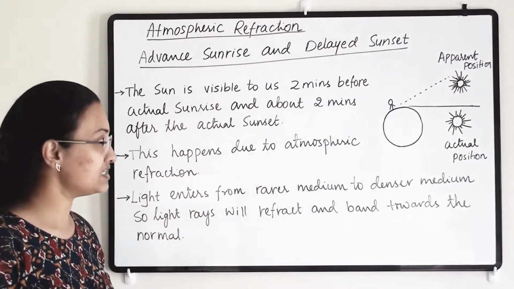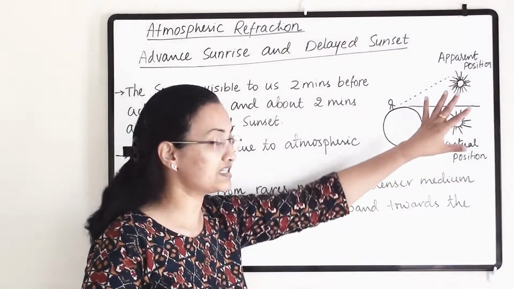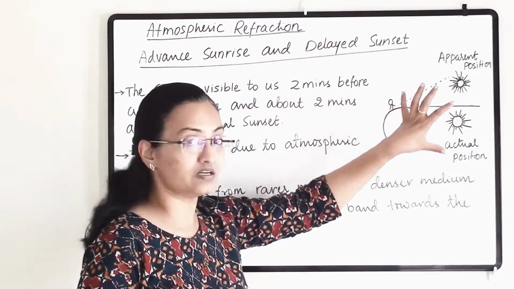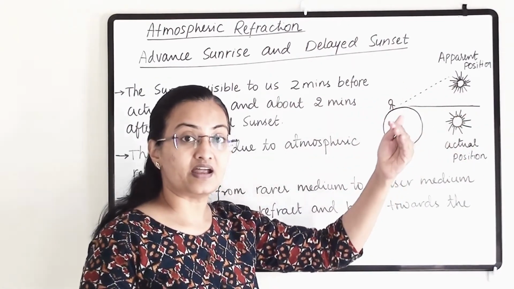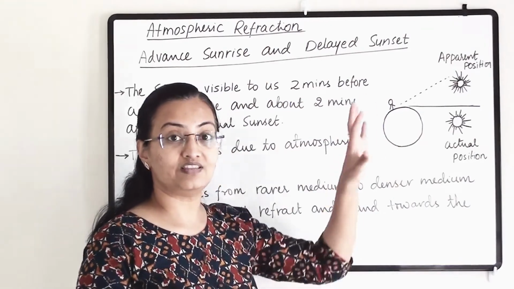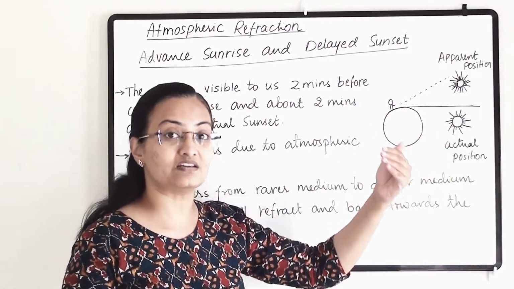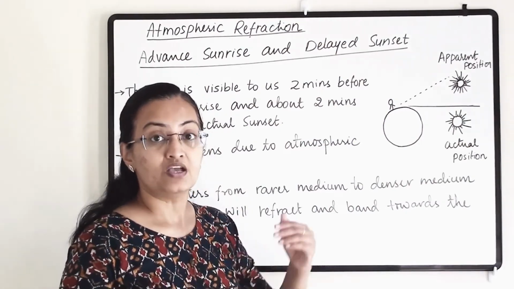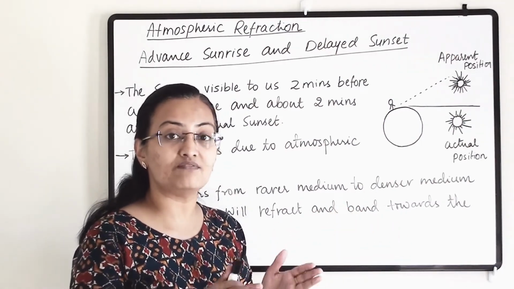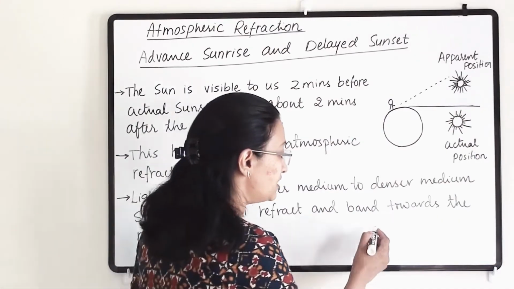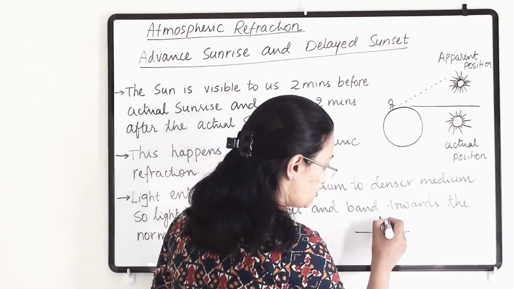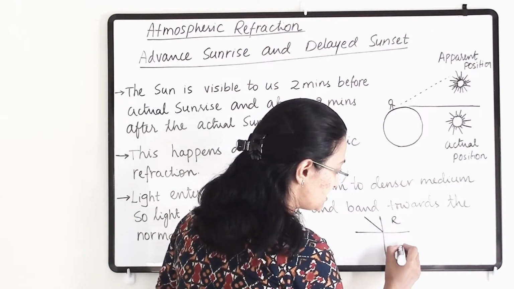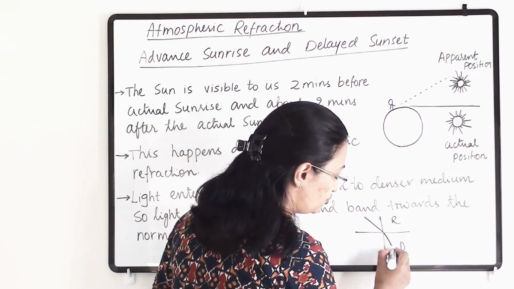Now let us know the reason why it happens. We know that the sun is very far from the earth. So when sun rays, those light rays, are entering the earth's atmosphere, they are entering from vacuum, which is a rarer medium, to a denser medium, that is the earth's atmospheric medium. So from a rarer medium to a denser medium, when light enters, it will move towards the normal. So if light is entering like this, then this is a rarer medium and this is a denser medium, and it will move towards the normal.